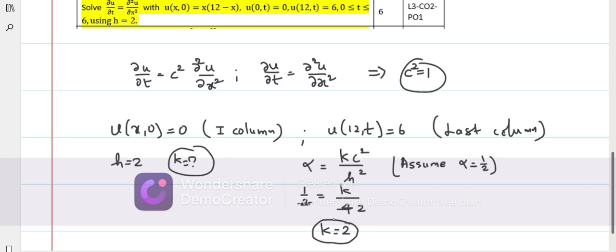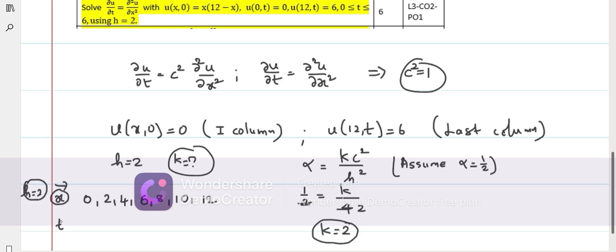Now let us write the values of x and the values of t. So I need to write the values of x now. How can I write this? Using the h value. What is h? h equals 2, so 2 is the step size, and what is the initial value of x? Look at the boundary condition. It is 0 to 12. So what are the values of x? 0, 2, 4, 6, 8, 10, 12.